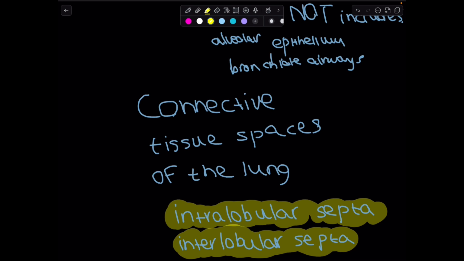So wait, I'm a bit confused. Could you explain to us, are the intra inside of the inter or the other way around?